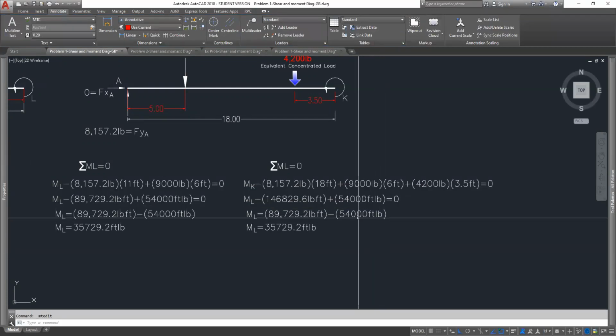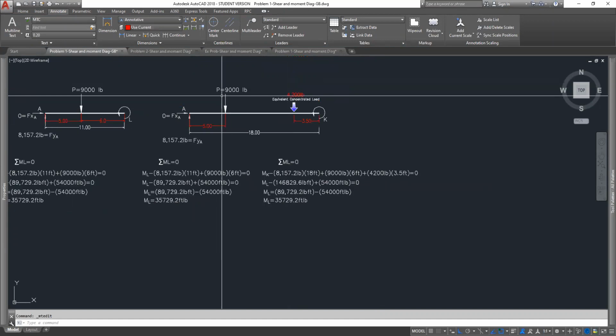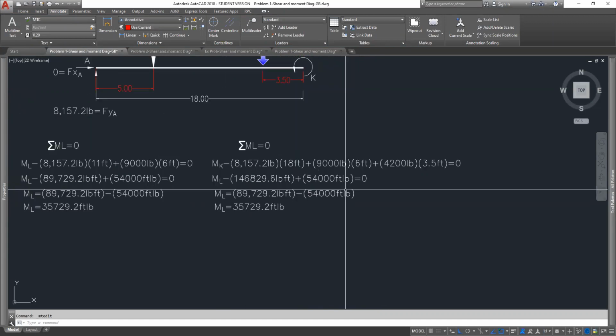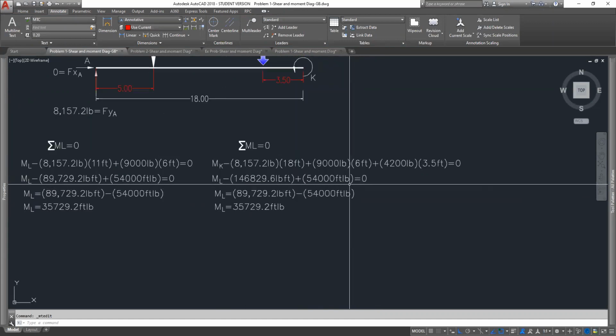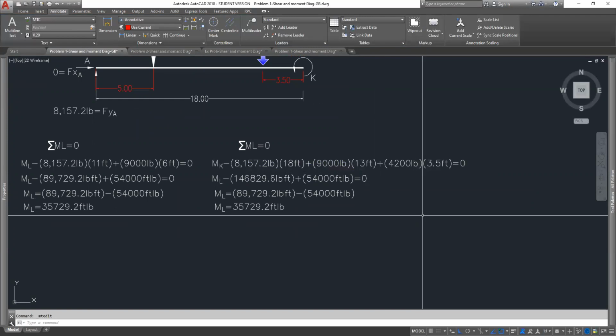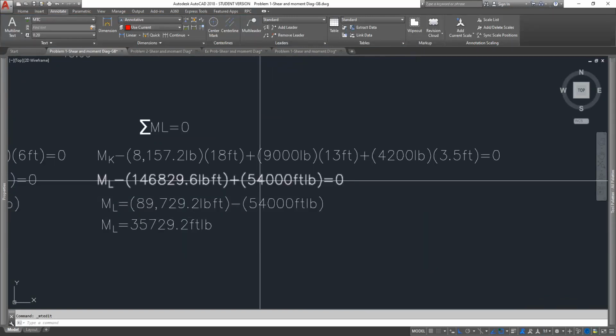Stays pretty much the same, but we got to change that value, right? Because what is the load coming down from here to this point? What is our distance? It's 13 feet, correct? Yeah. All right, so this value here needed to change to 13 feet. And what is that value? That's 117,000.